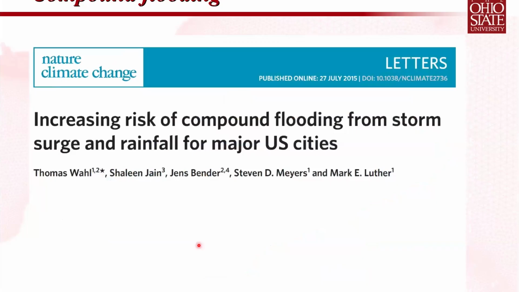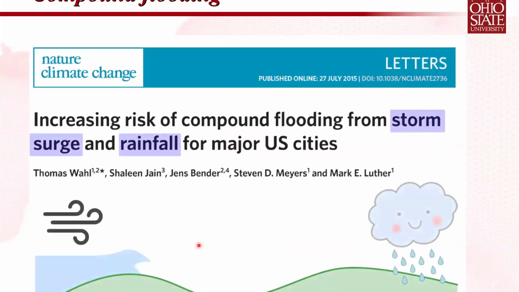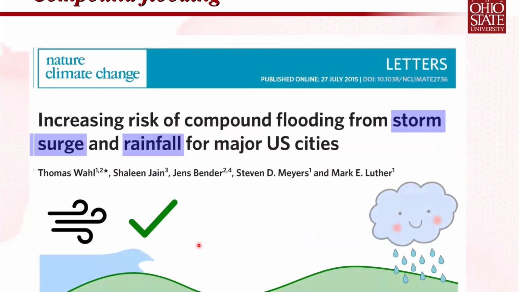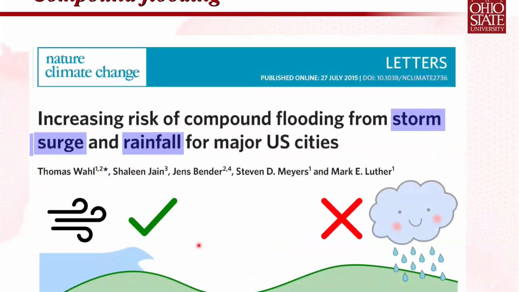And one reason that we're interested in looking at this is that some recent work has shown that there has been increased risk of compound flooding in most major US cities from both storm surge and rainfall. And the issue is that the existing models generally account for surge, so the wind-driven surge, but they don't take rainfall into account. So those are some of the latest developments that we've done within our models to try to account for this effect.